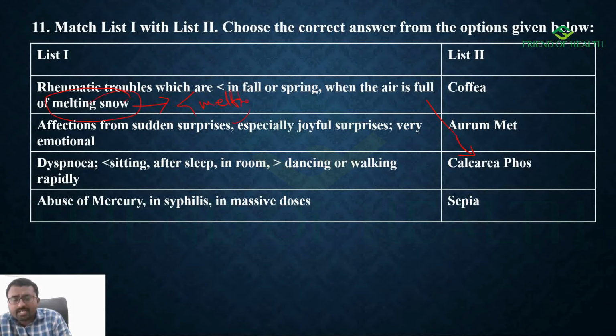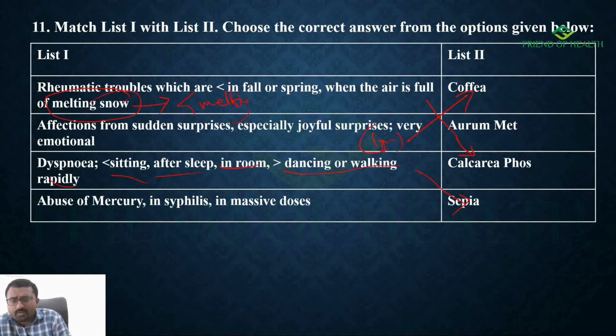The affection from sudden surprises, especially joyful surprises, very emotional: Coffea. It is also comparable to the Ignatia symptom. Dyspnea, aggravation sitting after sleep in room. Aggravation in room, aggravation sitting, aggravation after sleep. Amelioration by dancing or walking rapidly. It's a very unique symptom of Sepia.